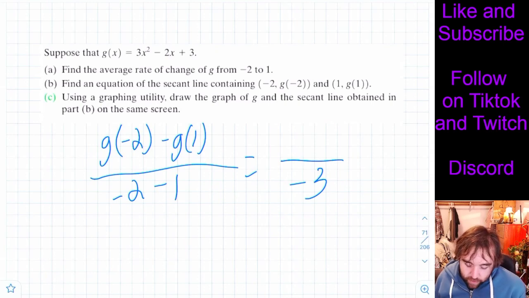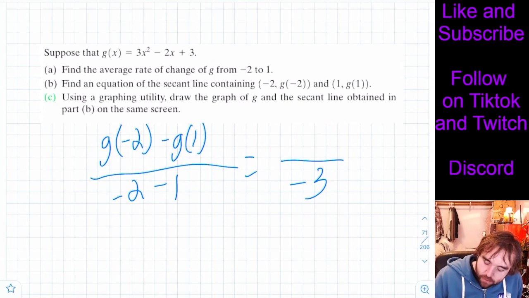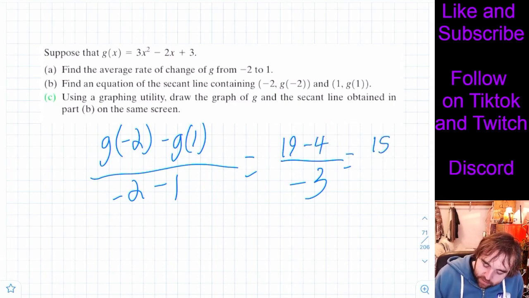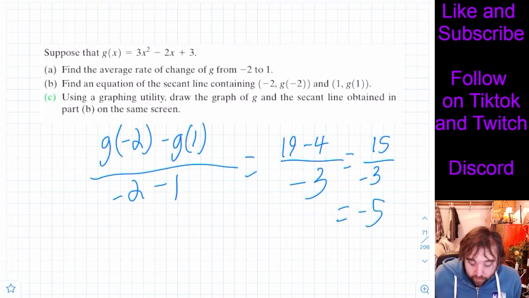So that's -3 on the bottom. Let's see, more mental math flexing. So you plug in -2, you get 12 plus 4 is 16, plus 3 is 19. And then you plug in 1. 3 minus 2 is 1, plus 3 is 4, minus 4. So it worked out nicely. 15 over -3 is -5. That's our average rate of change.